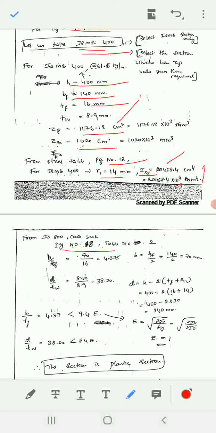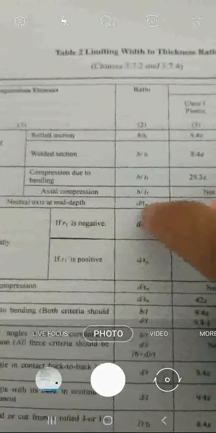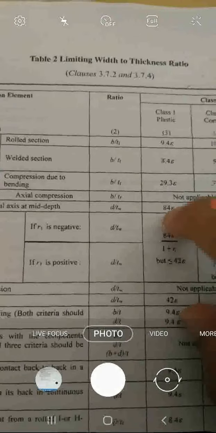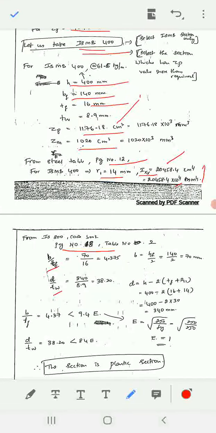Page number 18, I'll open the code book. Page number 18 of the code book. Okay, page number 18. There we will get B by TF and D by TW. See, this is page number 18 of the code book, where we have to find B by TF. One is B by TF, where the condition is 9.4 E, and then, with the neutral axis at mid depth, D by TW, where the condition is 84 E. These conditions should be remembered: one is this one and the other is this. So I have to find B by TF and D by TW.